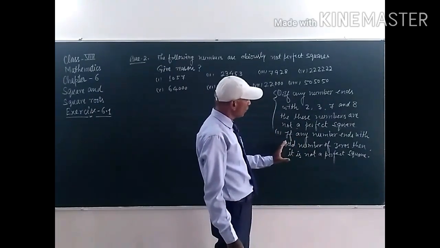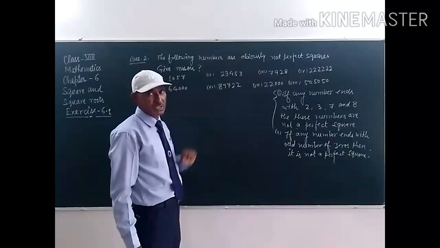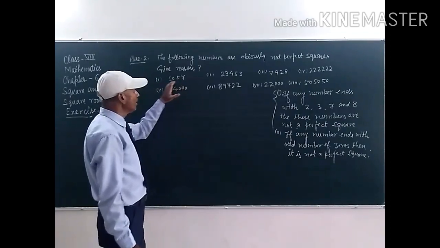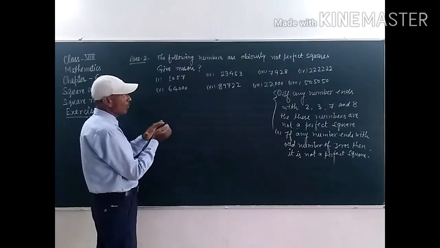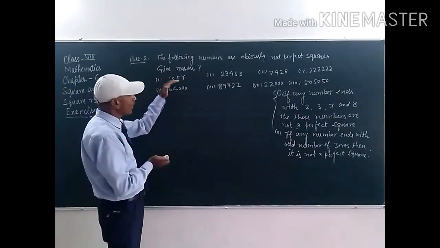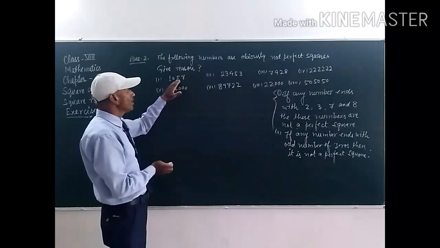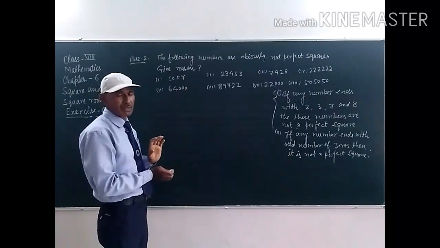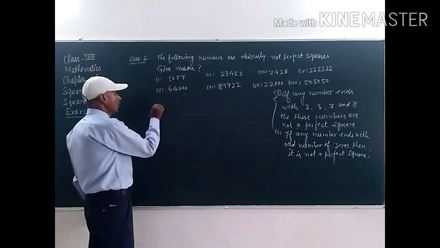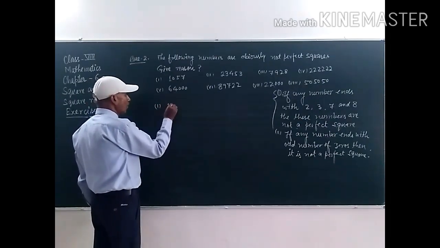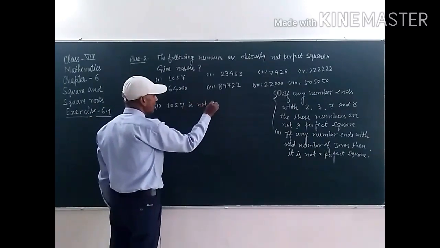So you have to give these 2 reasons in solution of this question, student. So first number, that is 1057. 1057 is not a perfect square number because unit digit of this number is 7, or this number ends with 7. Clear, student? Therefore it is not a perfect square.